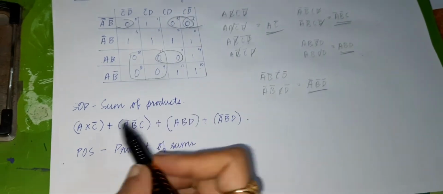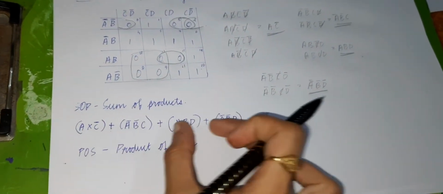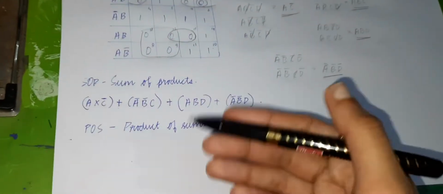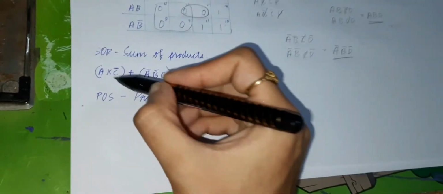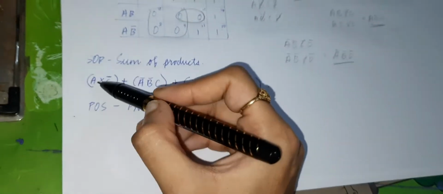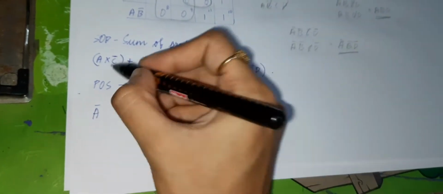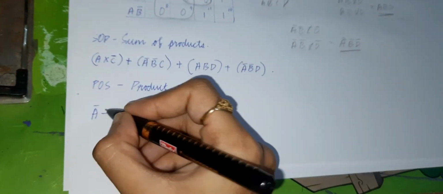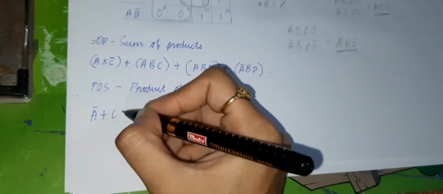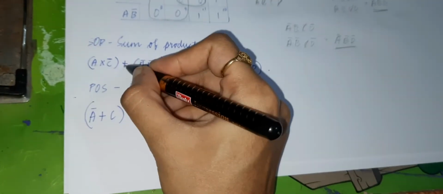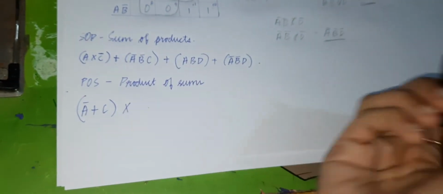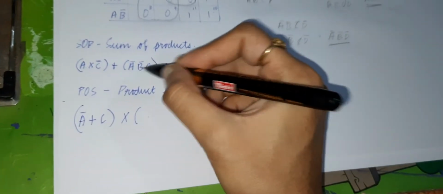Sum of products means sum of products. Product of sum means the opposite thing. Just write the opposite. A becomes A bar, multiplication becomes addition, C bar becomes C, and bracket this out. And here it is plus, write down this into. That's it.